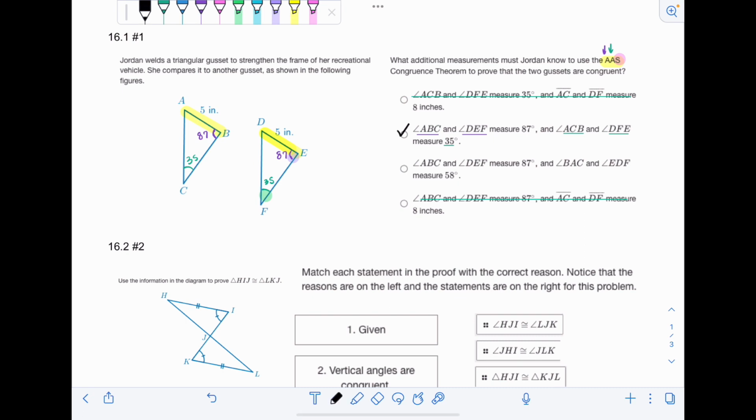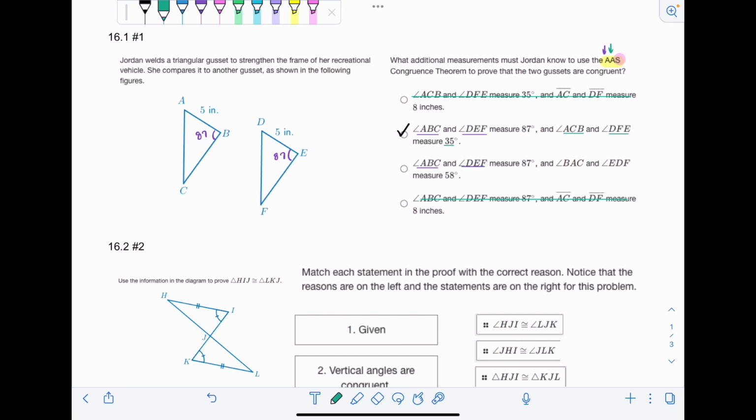I just want to talk about why the third answer choice doesn't work, because it looks really similar to this one. So I'm going to erase some of this and start from the beginning of that one. So at the start, it says angle ABC and angle DEF. So ABC is this one and DEF is this one, are both 87. So that's the same start as we had in the beginning of our second choice, the correct answer.